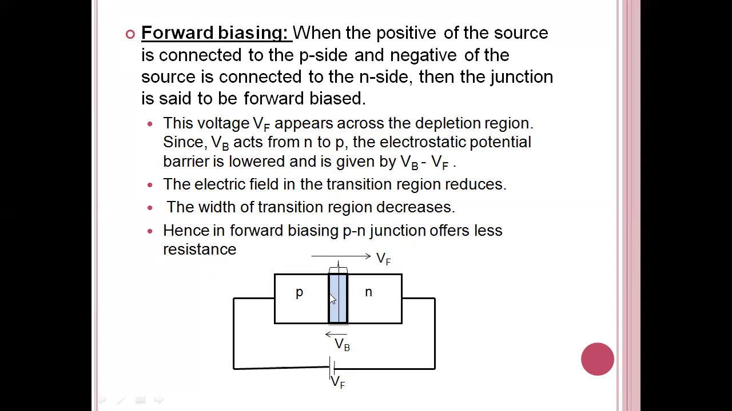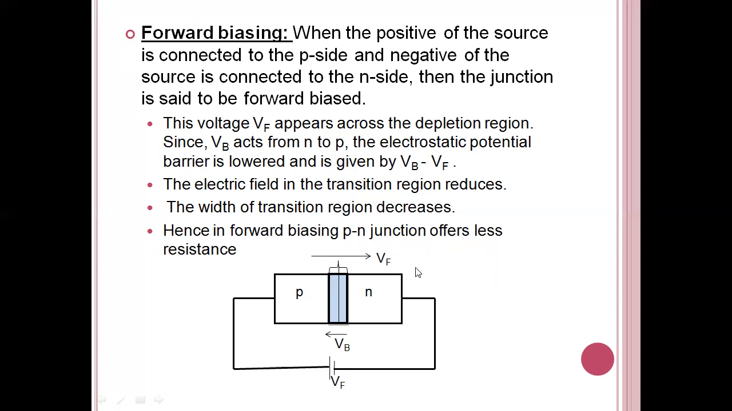Hence the potential across the barrier will be equal to VB minus VF, as VB and VF are in opposite direction. Therefore, since the potential across the junction got reduced, the electric field across the junction also reduces. Therefore, the width of the region also reduces. Hence, forward biasing across the junction offers less resistance.